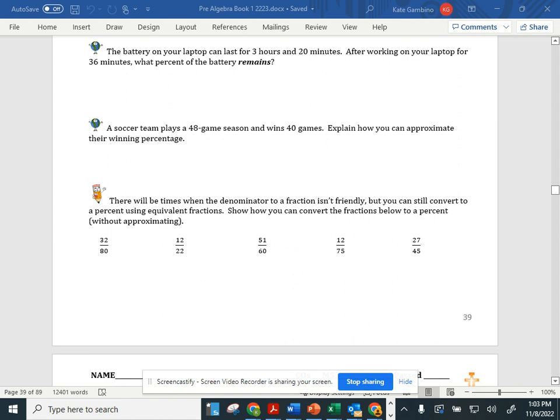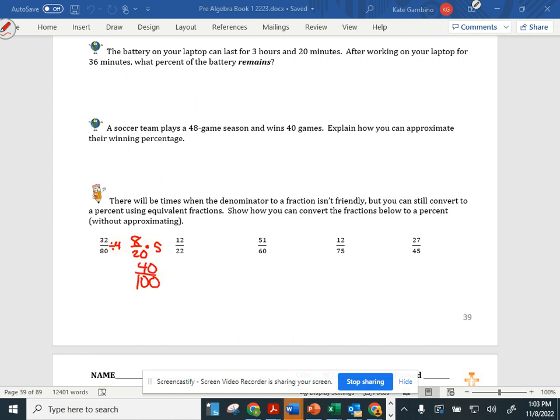So we need to find our equivalent fraction that has a friendly denominator and then multiply it up to 100. 80 doesn't go up to 100. What could I divide it down to? Tatum? 20. So if I divide by 4, 80 divided by 4 is 20. 32 divided by 4 is 8. Now I have a friendly denominator. Now I can say, oh, 20, I know to multiply that by 5. 20 times 5 is 100. 8 times 5 is 40.